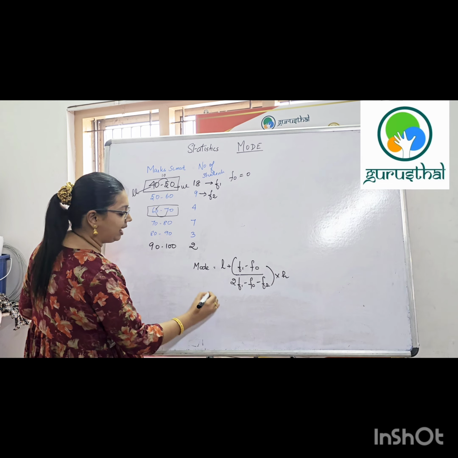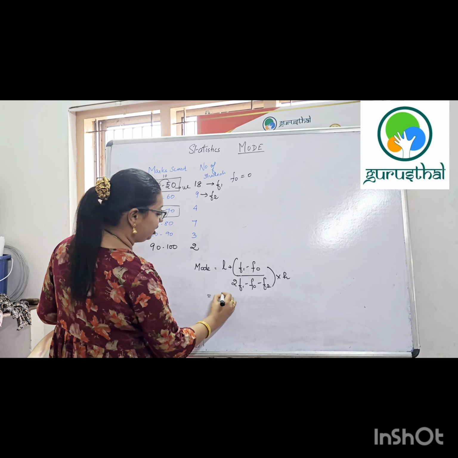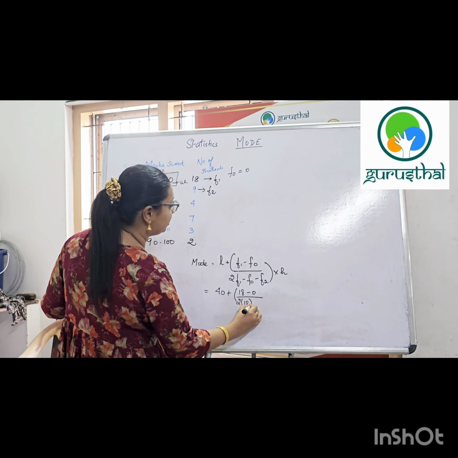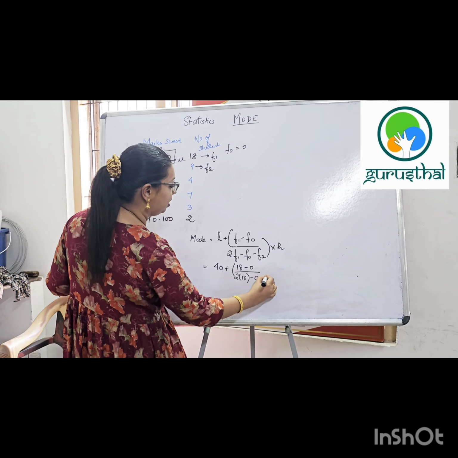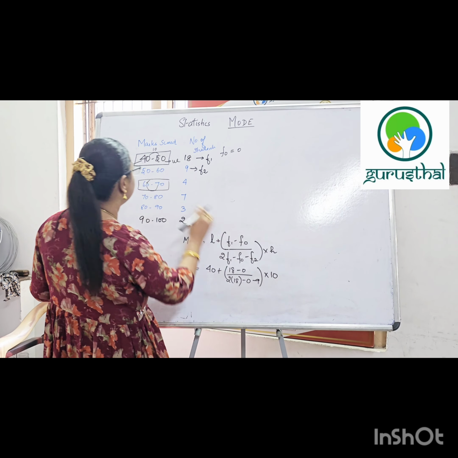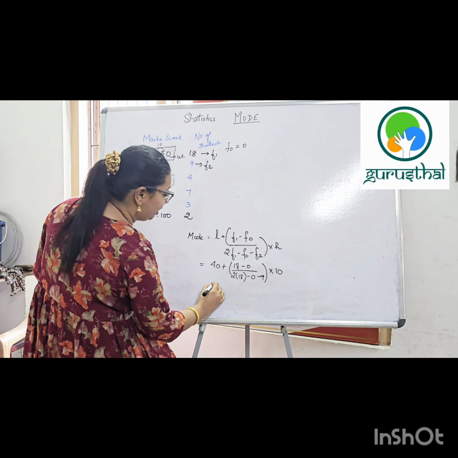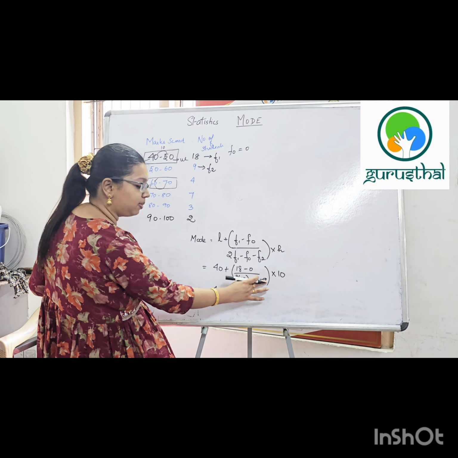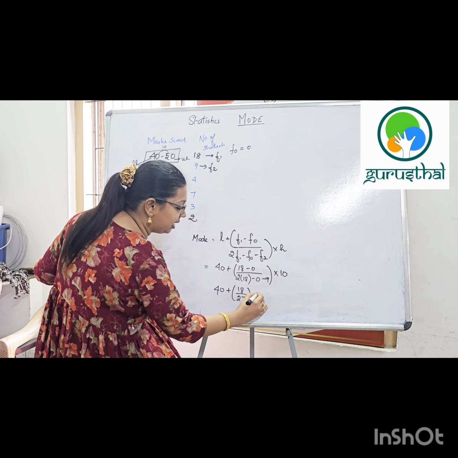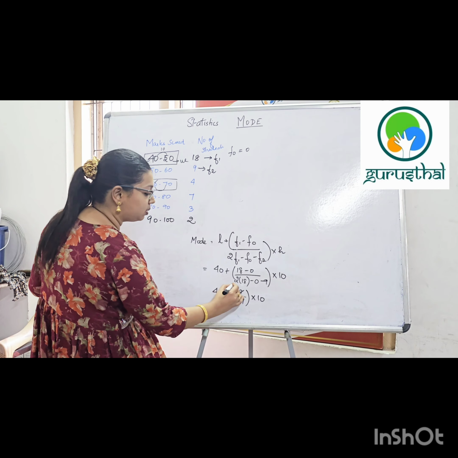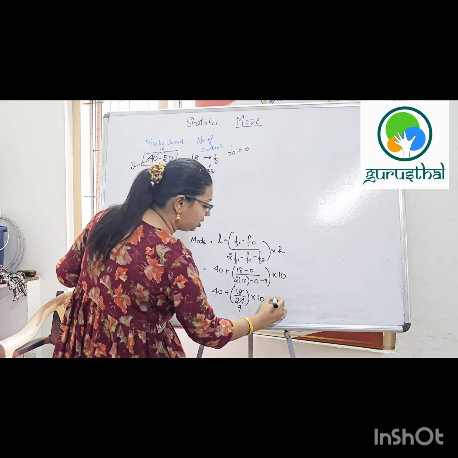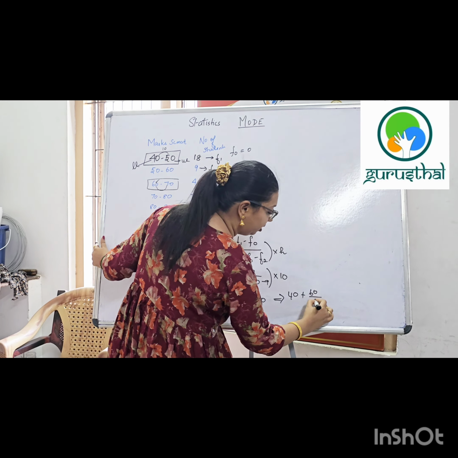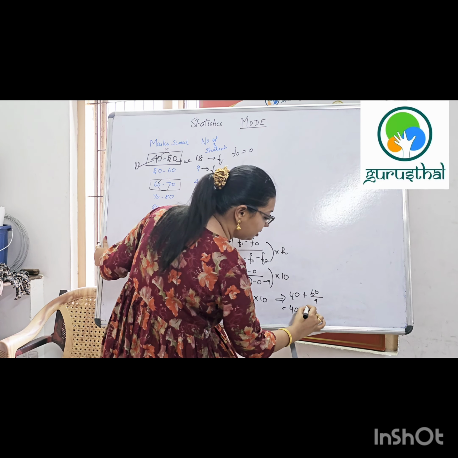Now when I apply the formula, 40 plus (18 minus 0) by (2 times 18 minus F0 value 0 minus F2 value 9) times height 10. That is the gap between 40 and 50. So when I solve further, 18 minus 0 is 18, 2 times 18 is 36, 36 minus 9 becomes 27, times 10. When I cancel in the 3 table, this becomes 6 and this becomes 9, which is nothing but 40 plus 60 by 9, which is nothing but 40 plus 6.66.